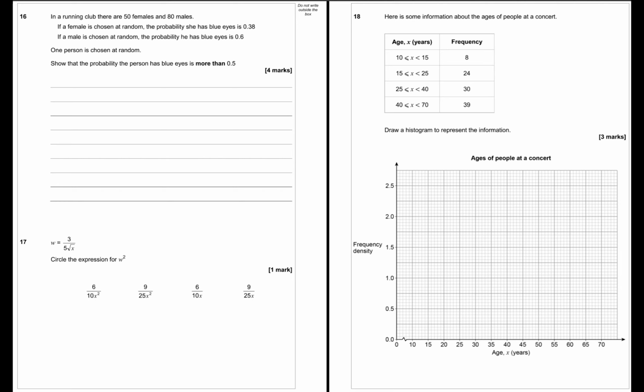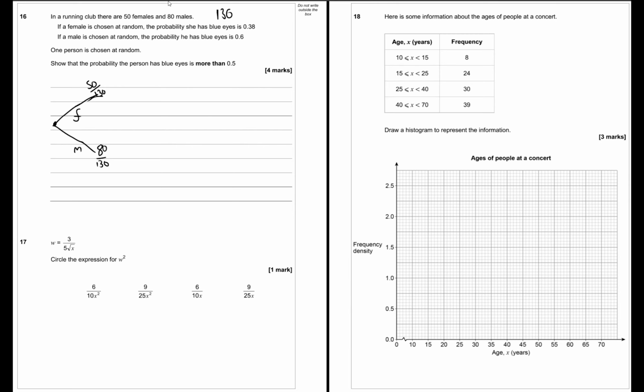Okay, so we can draw a tree diagram to help us solve this. So let's start here. We're going to either have males or females, aren't we? So let's do females at the top, males at the bottom. What is the probability of choosing a female? Well, there's 50 females and 80 males, so in total there's 130 people. So the probability of picking a female is going to be 50 over 130. And conversely, the probability of picking a male is going to be 80 over 130.